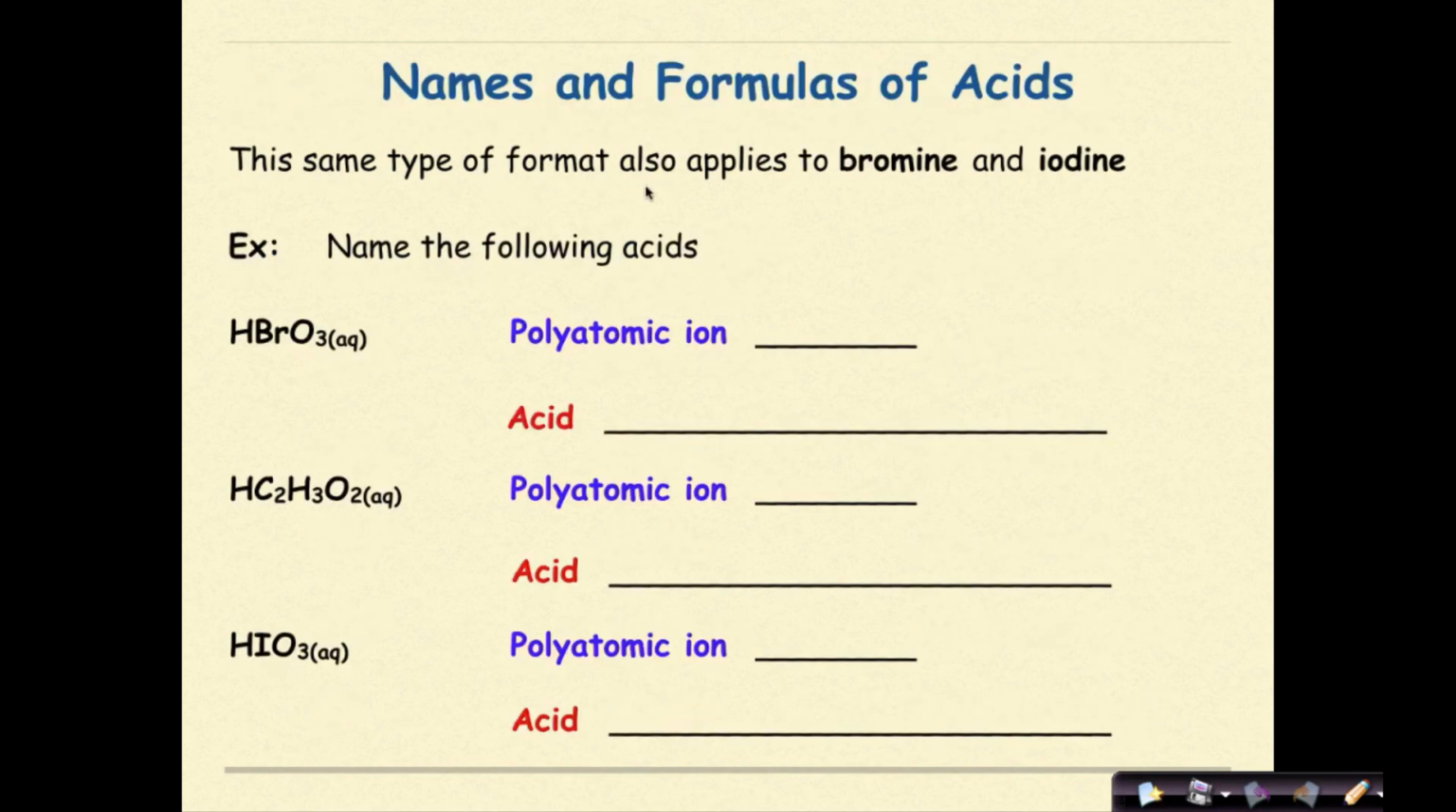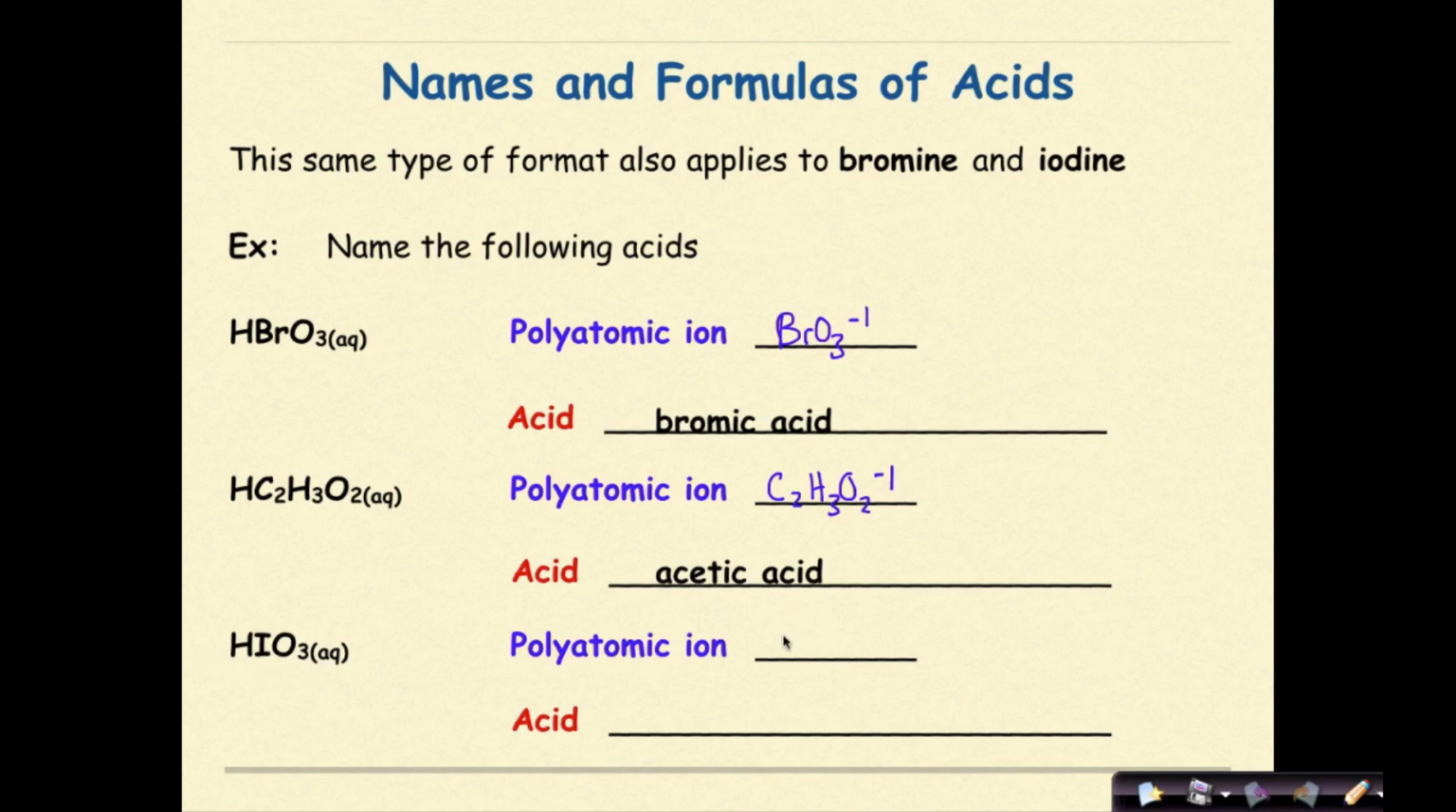The same type of format also applies to bromine and iodine. Name the following acids. HBrO3, so the polyatomic ion here is going to be our BrO3-1, and our acid is going to be bromic acid. HC2H3O2, the polyatomic ion here is our acetate ion, C2H3O2-1. This is where we start getting into a little bit of the organic acids. So the acid name here is acetic acid.